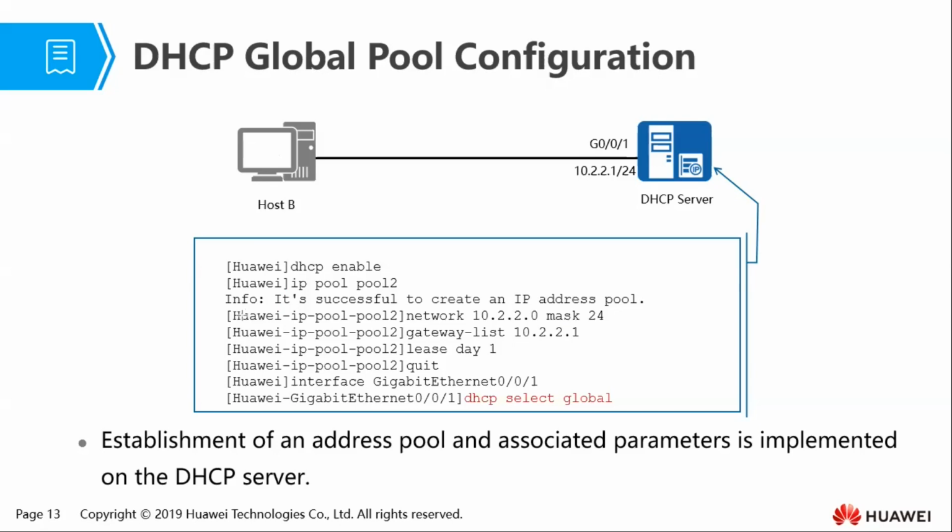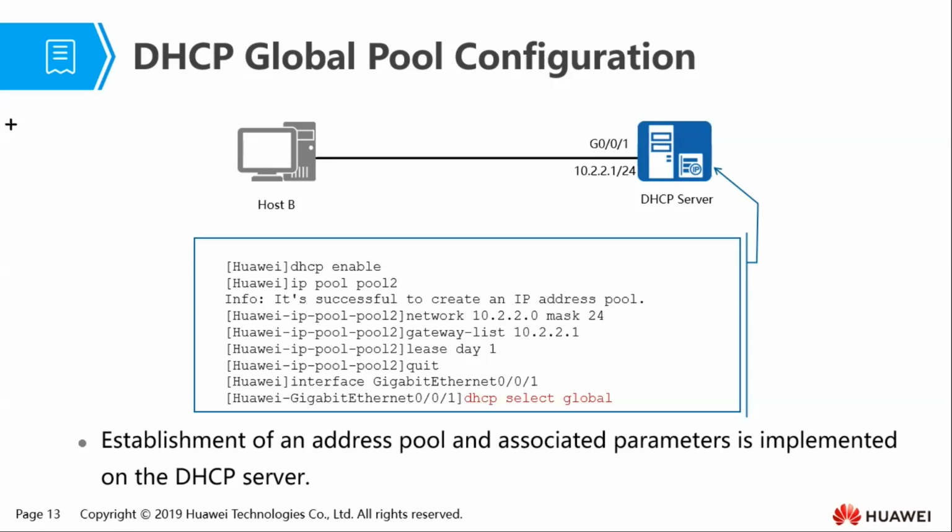Yes. Okay, let me ask something. Please go ahead. In that DHCP server, can I decide to configure both the global pool and interface pool within the same server? Yes. When you do that, the interface pool will be preferred, will be used in favor of the global pool. Is that okay? Okay.